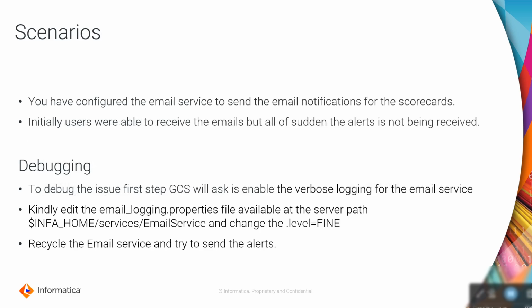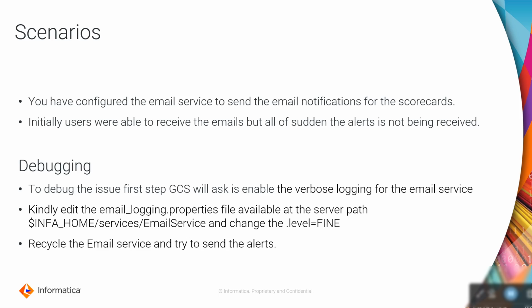Now, what could be the scenarios? First scenario, for example, let's say you have configured the email service to send email notifications for the scorecards. Initially, users were able to receive the emails, but all of a sudden email alerts are not being received, and you are not sure why. So you have reached out to Informatica GCS to understand the cause of this issue, and from the debugging perspective, GCS will ask you to enable verbose logging for the email service to understand what exactly is happening.